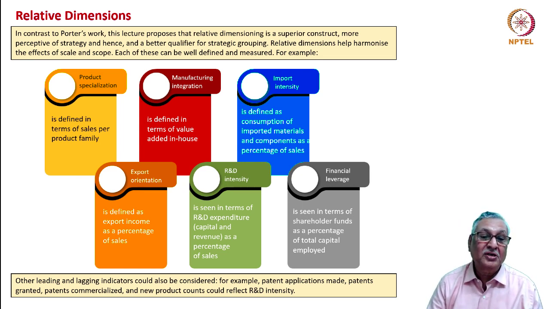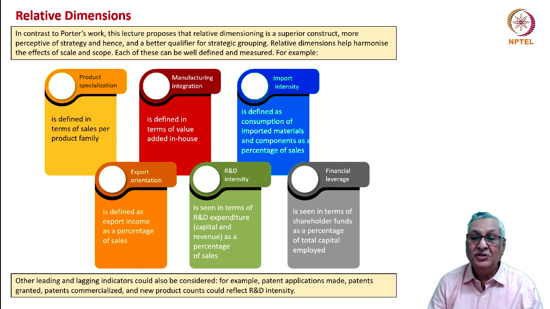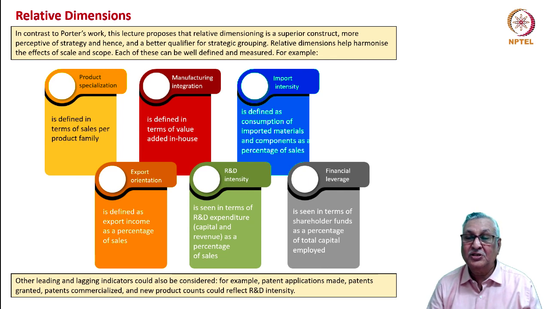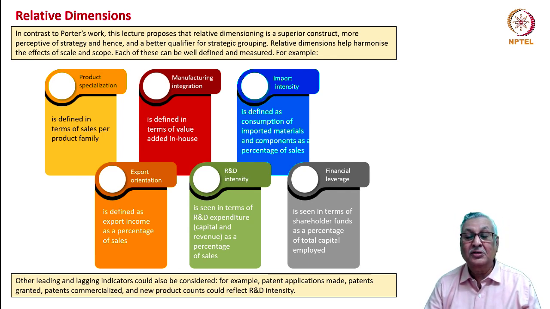Similarly, export orientation is defined as export income of the company as a percentage of total sales. R&D intensity is seen in terms of R&D expenditure, both capital and revenue, as a percentage of sales. And the financial leverage can be seen in terms of shareholder funds as a percentage of total capital employed. We can also look at leading and lagging indicators, that is, patent applications made, patents granted, patents commercialized, and new product counts as indicators of R&D intensity.